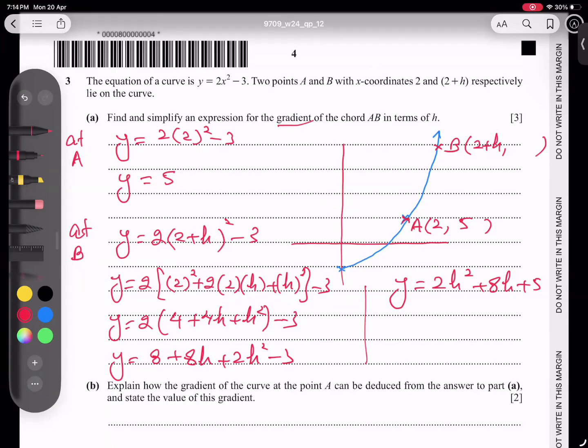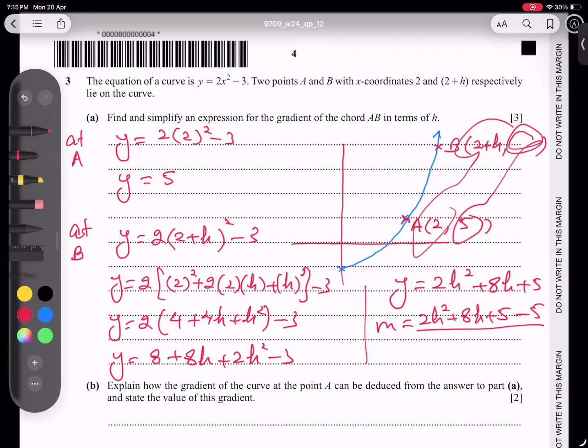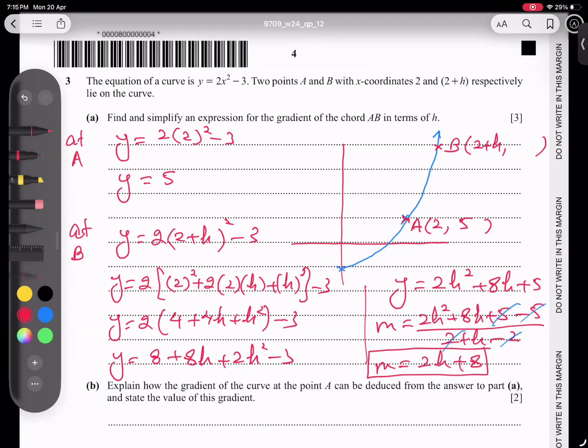Now he's asking for the gradient. What is gradient, students? You know very well the formula is y2 minus y1 over x2 minus x1. Get ready, all of you. So I write 2h squared plus 8h plus 5 minus 5, over, because I started from here, y2 minus y1, x2 minus x1, which is 2 plus h minus 2. So the 2s cancel and the 5s cancel. You can take h common from the top and h cancels. I get 2h plus 8. So this is my answer. I hope this part is clear.